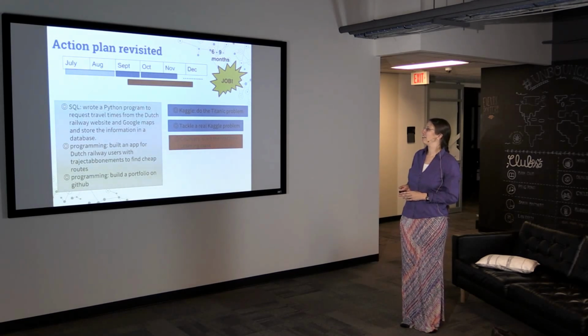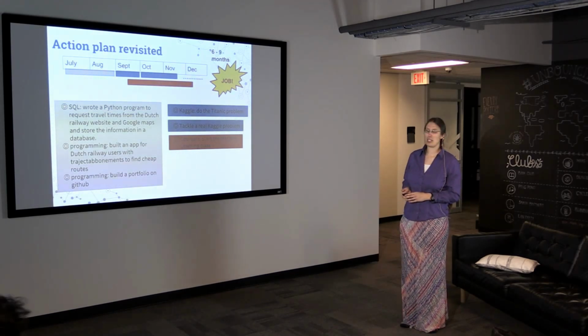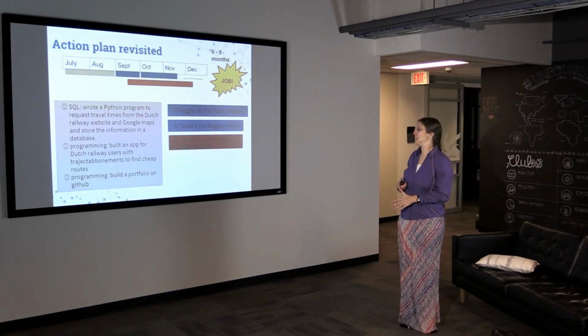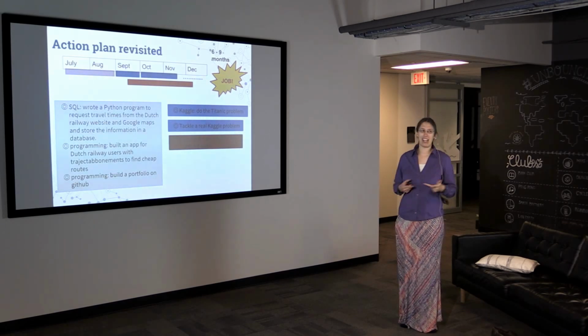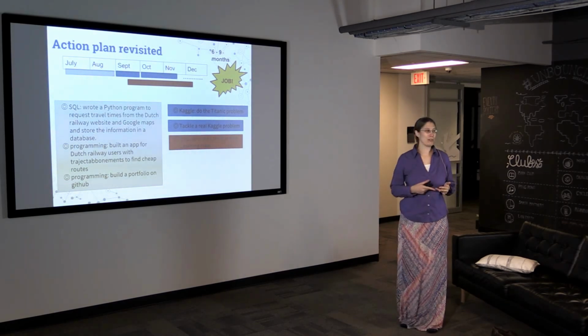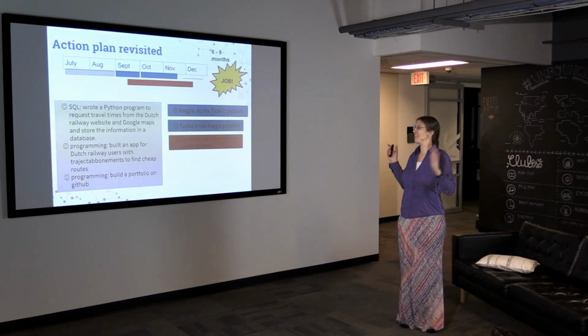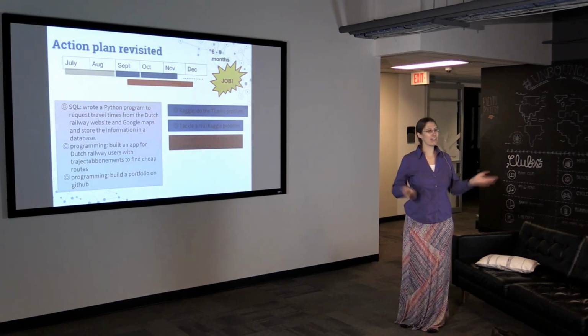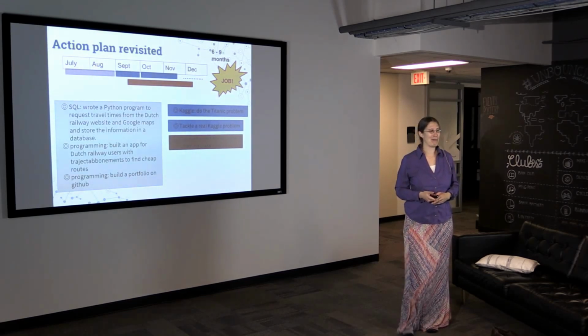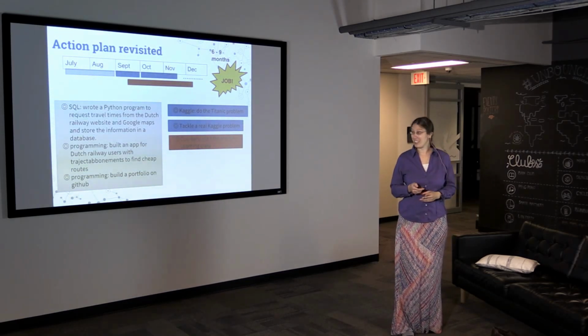Okay, so action plan revisited. I had this sort of 6-month plan where I was going to teach myself SQL and do the Titanic problem and tackle a Kaggle problem and do the machine learning class on Coursera. And then at the end of 6 to 9 months, I thought, oh, somebody would surely realize my brilliance and offer me a job. But it didn't quite work out that way.